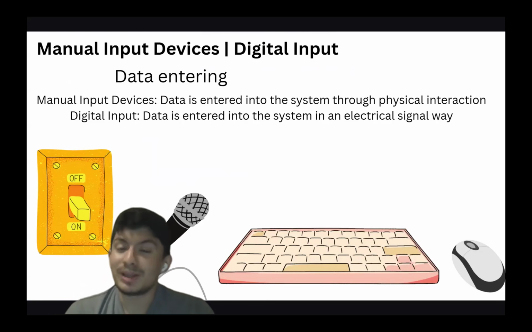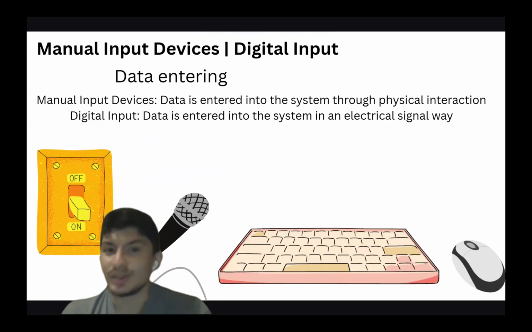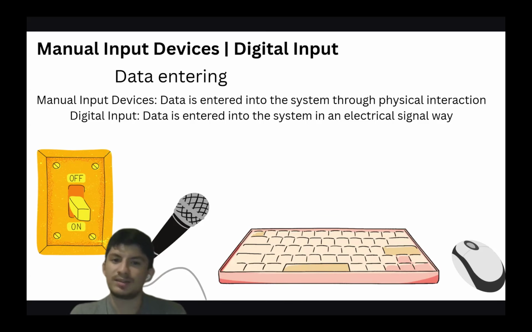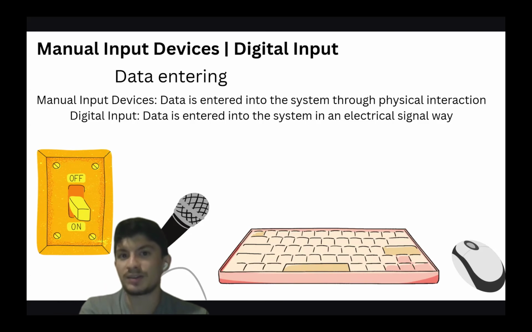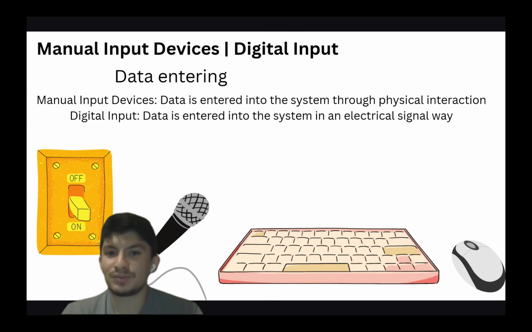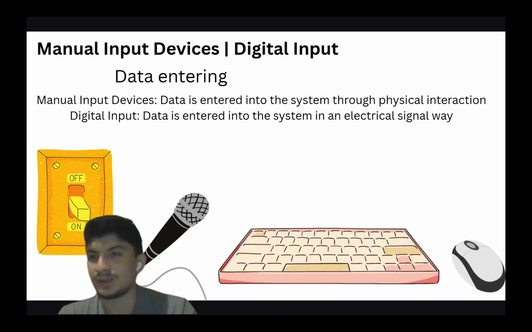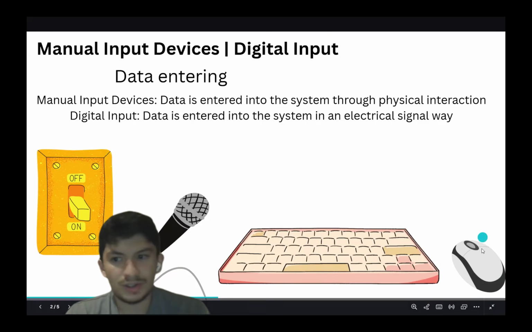computer? Well, data is entered through either manual input devices or digital inputs. Input devices are a way data is entered into the system through physical interaction. This can be keyboards, mouse, touch screens, or anything that involves a person to physically interact in order for data to be entered. Digital input is entered through the system in a more electrical signal way, such as an on and off switch.